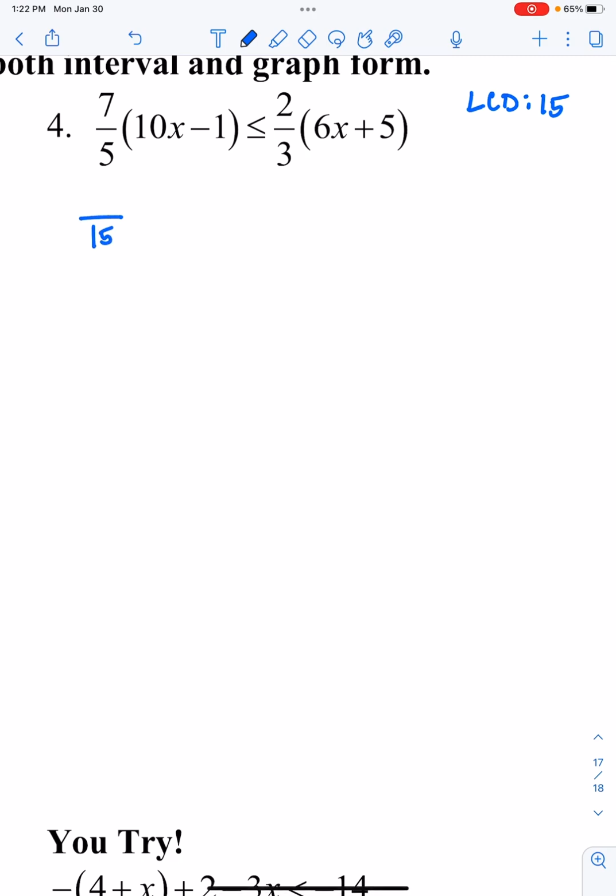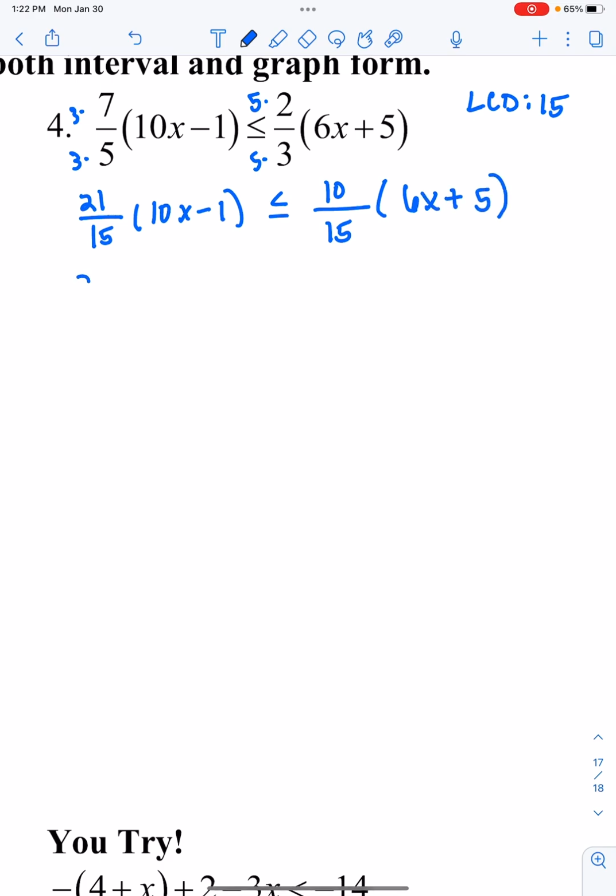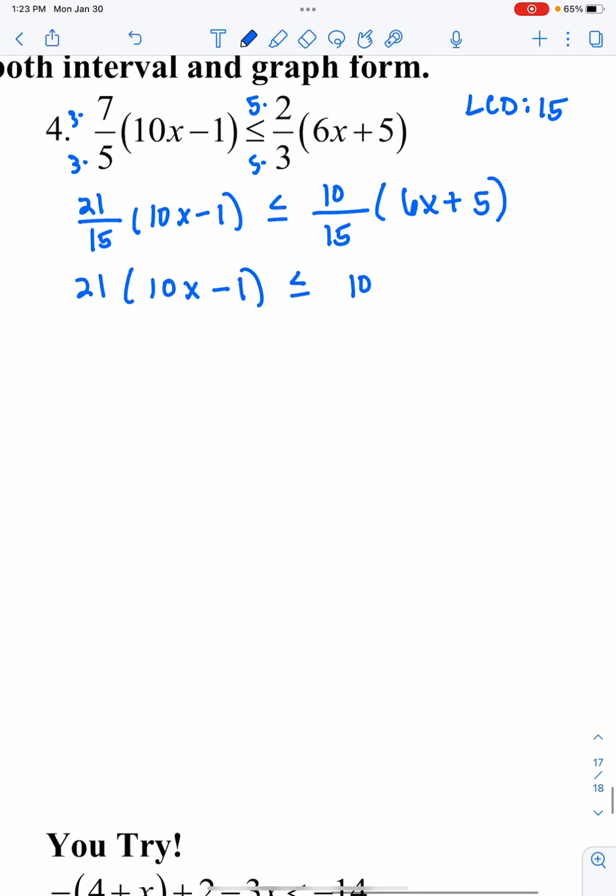So 5 to 15 is by 3. So we'd have 21 over 15 times 10x minus 1, less than or equal to, if we want 15 here, it's by 5. So we get 10 times 6x plus 5. Now that the denominators are the same, we simply have to take the numerator, 21, and distribute it through 10x minus 1, less than or equal to 10 times 6x plus 5.